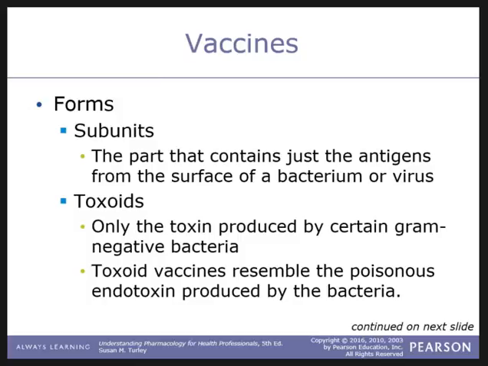The final way to create a vaccine is with a toxoid. So it's indicative of the toxin that the bacteria would produce. Now, this is only effective with specific gram-negative bacteria, and what happens is this toxoid kind of looks like the poisonous endotoxin that would be produced by the bacteria. So the body can produce antibodies against that poison that the bacteria would create.